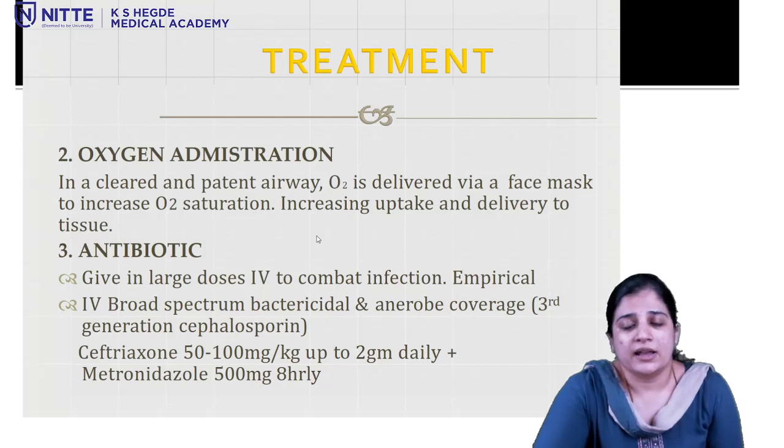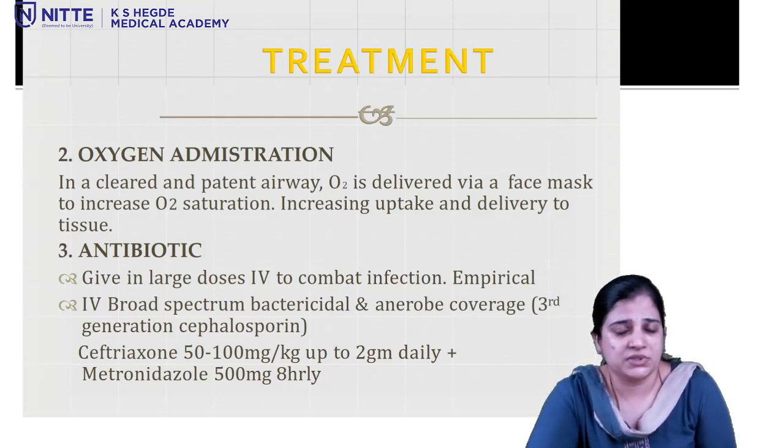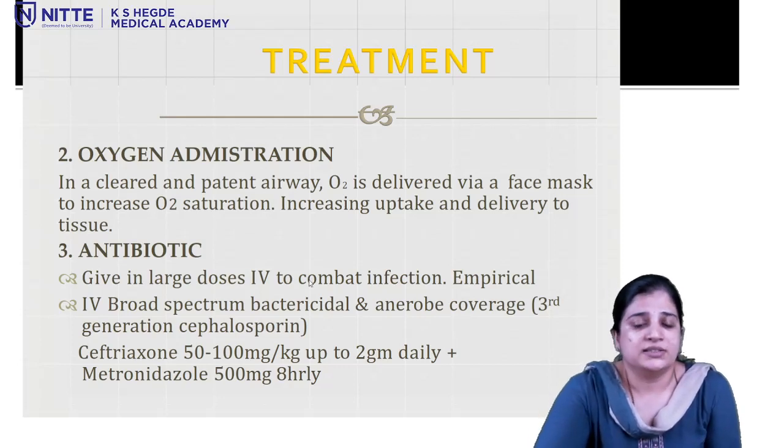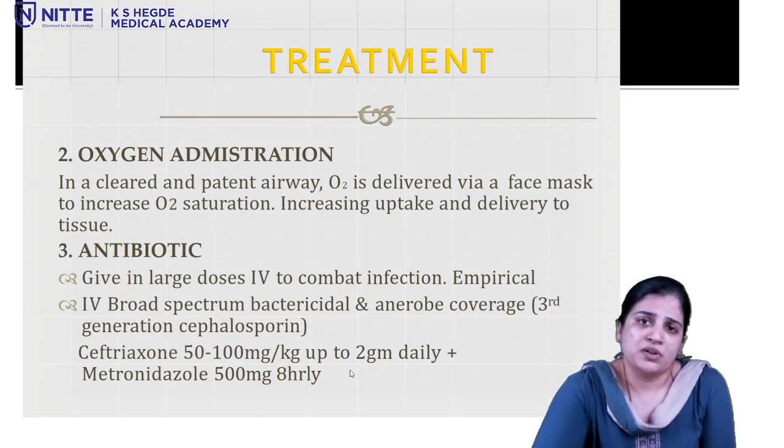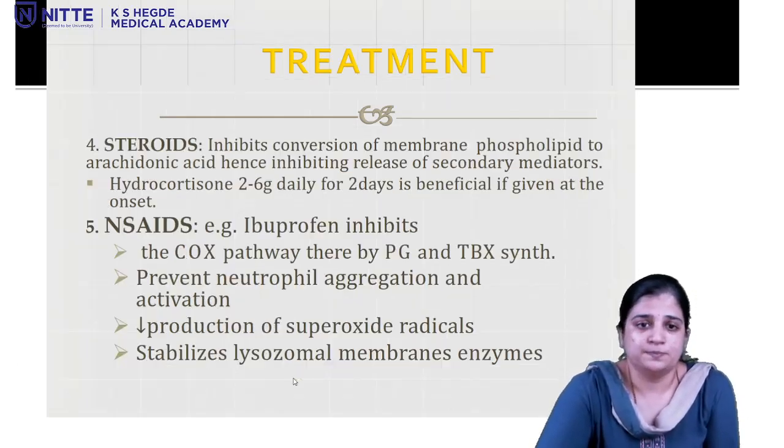So other than that, I told you there is a septic shock. So there is sepsis. To combat that sepsis, we have to give antibiotics. It is given in large IV doses, that is parenteral route, and IV broad spectrum bactericidal and anaerobic coverage is given. So what we do here is we give ceftriaxone 50 to 100 milligrams per kg. It can be given up to 2 grams also. And for anaerobic cover, we give metronidazole 500 milligrams 8th hourly.